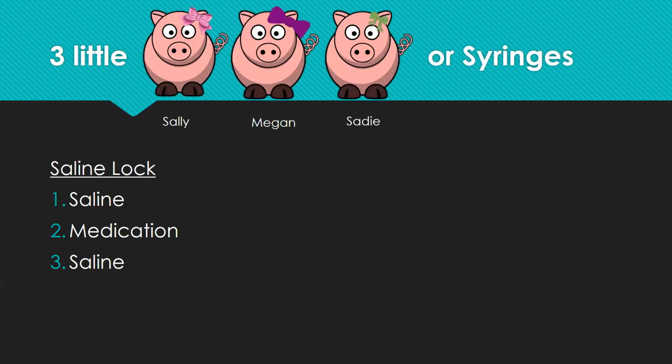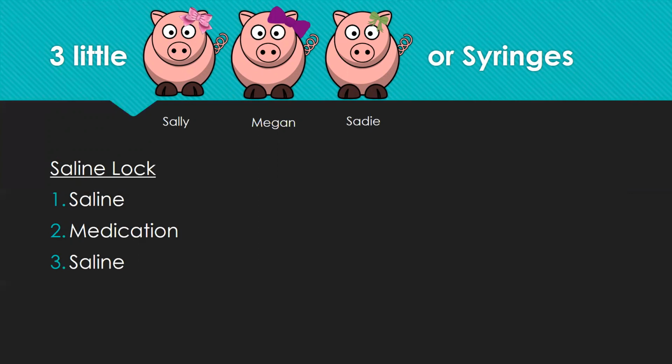Now, we have the 3 little pigs or syringes, however you want to think of it. I did the 3 little pigs to help you memorize things. Our first pig with the pink bow is Sally, and then we have Megan and Sadie. So it's SMS. So this is in regards to giving IV push medications through a saline lock, or sometimes also referred to as HEP lock. So that's without a primary line running.